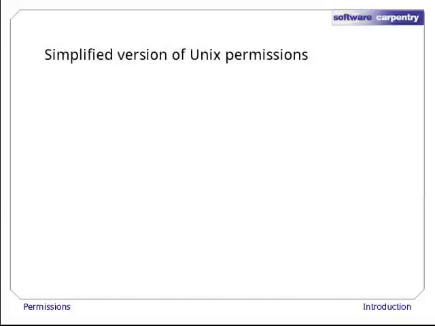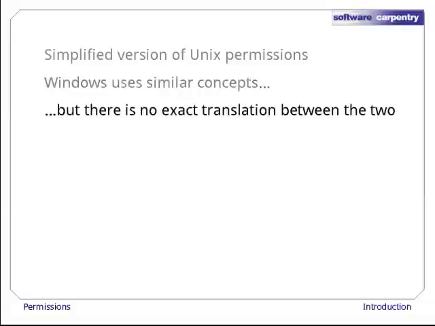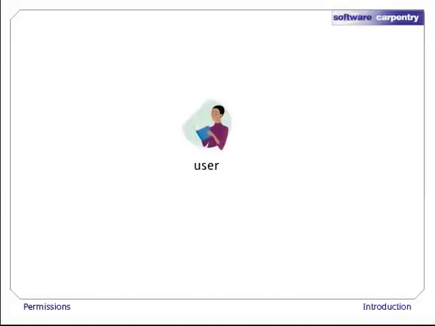We're going to skip over a lot of the details and give a simplified overview. We'll also defer discussion of how Windows manages permissions until the end of the episode. The concepts are similar, but its rules are different, and unfortunately there's no exact mapping between its rules and Unix's. Let's start with a single user.